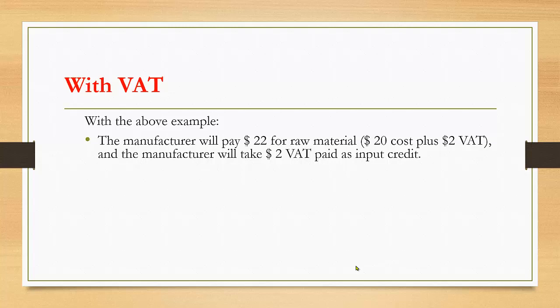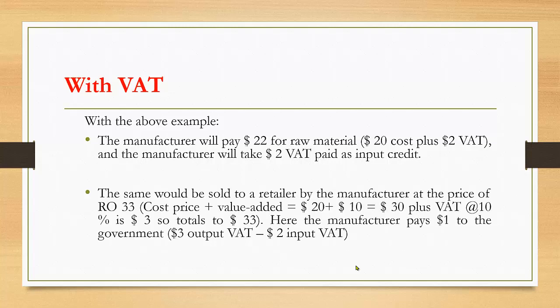And the manufacturer will take the $2 value added tax paid as input credit. Now the same would be sold to a retailer by the manufacturer at a price of 33. How does it come? The cost price, which is 20, plus $10 is the value addition. So the total price becomes 30. So 10% of $30 will come as 3. So the total price of the product which the manufacturer would charge from a retailer will be 33.